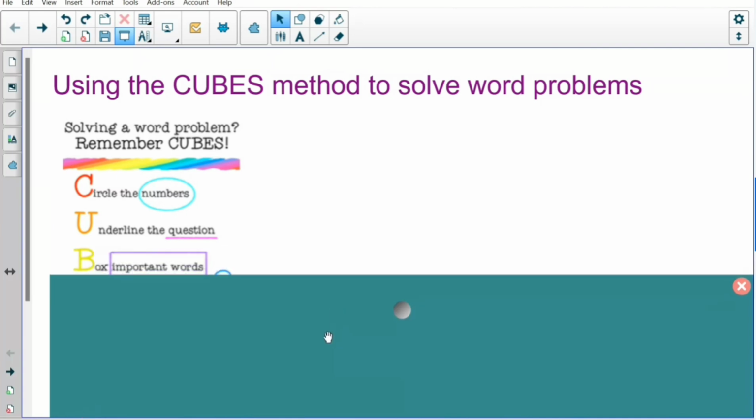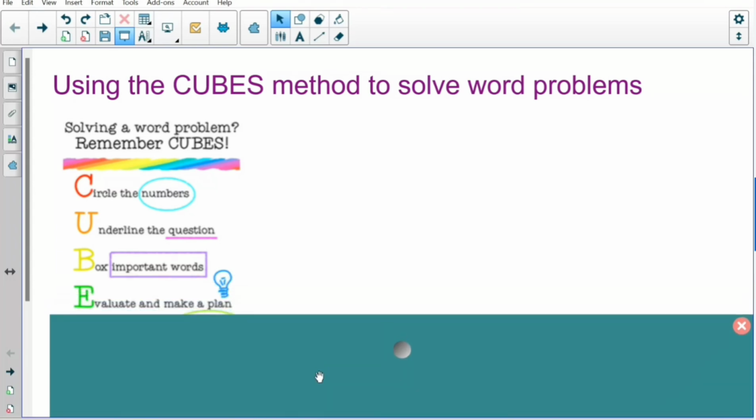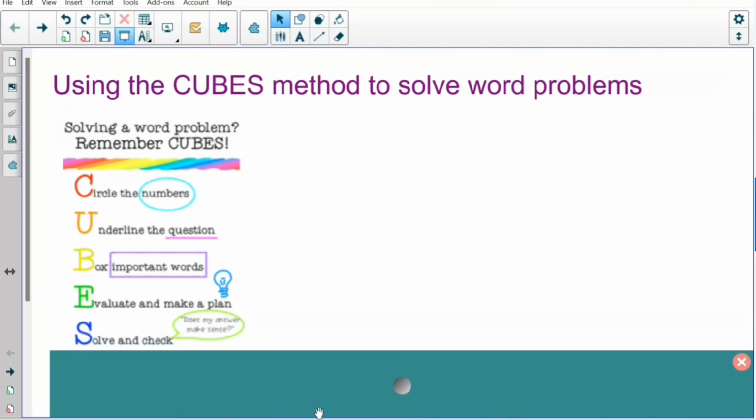B means to box important words. So you will go through the scenario and find all the keywords that will help you to know what operations to use and what you need to focus on. So when you get to the other stage, which is to evaluate and make a plan, you know exactly what to do. And the last step is where you solve the problem and check to make sure your answer is correct. So today we will use two examples to go through the CUBES method.